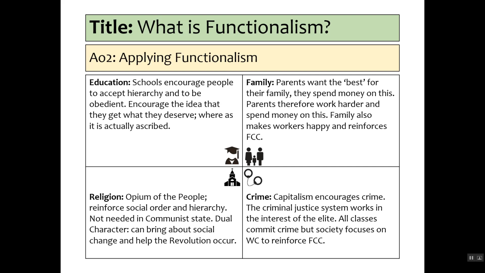And when we look at South America and liberalisation over there, then we can see that working class people are supported by the church.